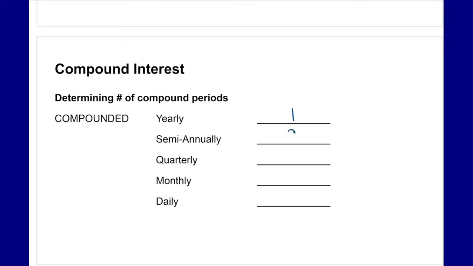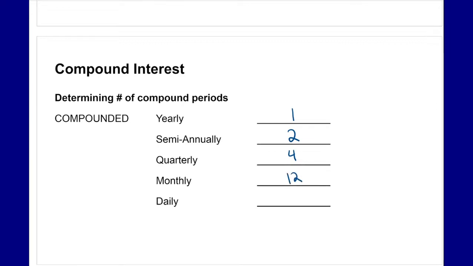Semi-annually means twice a year. So twice a year, your interest is calculated and added on to your principal amount. So you earn a little bit more each year. Quarterly, that yearly amount is compounded quarterly, so it's broken up into 4 periods. So they calculate the amount of interest you earned 4 times a year.